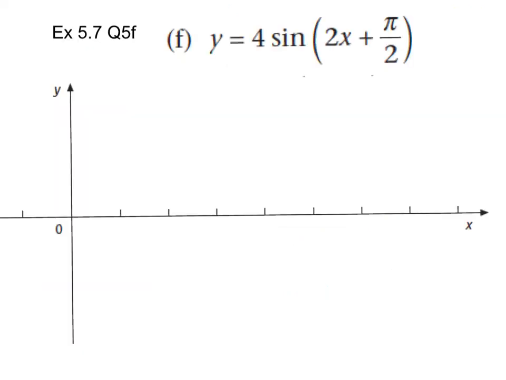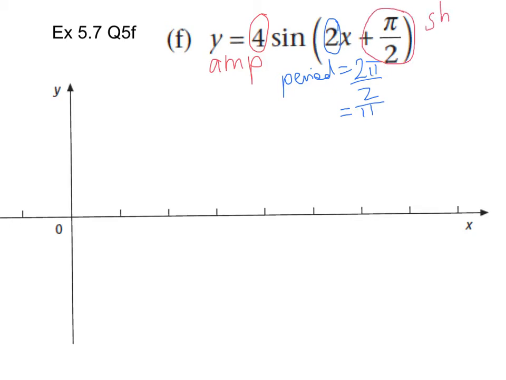Okay, a harder graph is question 5F from exercise 5.7. Okay, that 4 there is our amplitude. Okay, our period is 2 pi on 2, which is pi, and plus this bit here, plus pi on 2, means we are shifted to the left this time, because plus means you're moving in the opposite direction by pi on 2.